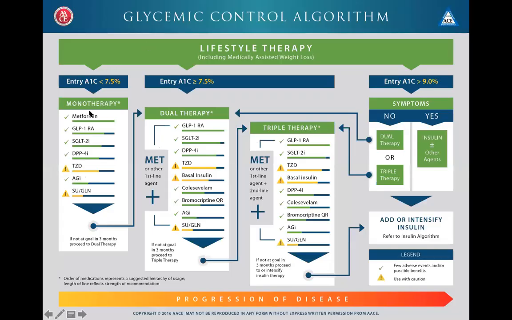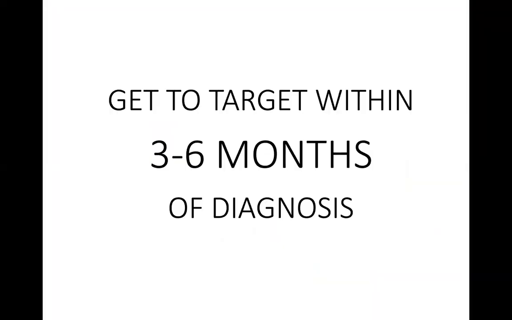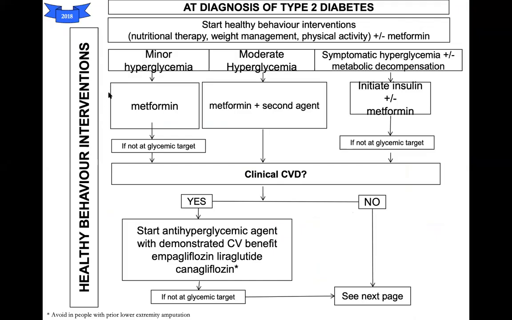So once again, another chart that has been published by AACE, the American College of Endocrinology, that shows lifestyle therapy plus monotherapy based on entry glucose. If the entry glucose was moderately high, metformin plus one of the other agents. If the entry A1C was more than 9% or the fasting glucose more than 300, then we use insulin plus oral agents, particularly if there are symptoms. Otherwise, 3 oral agents if the glucose was very high at diagnosis. And whatever you do, you need to get to target within 3 to 6 months of diagnosis. So minor hyperglycemia, 1 agent; moderate hyperglycemia, 2 agents; symptomatic or severe hyperglycemia, insulin plus other drugs.